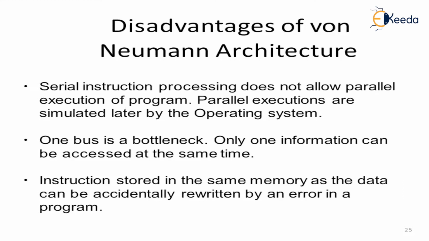First was parallel processing: only one instruction or piece of information can be accessed at one time. And instructions stored in the same memory can be accidentally rewritten, so you can overlap the instructions that are stored in the memory by an error in the program. In order to overcome these disadvantages of the von Neumann architecture, another architecture, called the Harvard architecture, was developed.